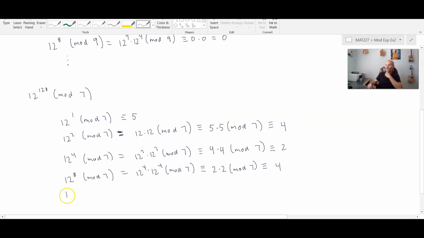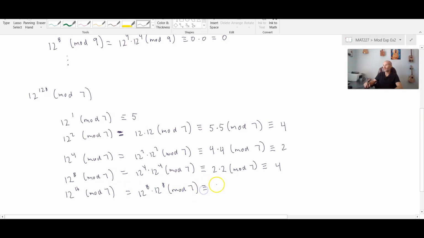Now we do 12 to the 16th mod 7. You can see this is not a super exciting process, but when a computer is going to do this modular exponentiation process, be it on a small base to the exponent value or a large one, this converges very quickly because of the fact that we're exponentially increasing our exponent. We're doubling our exponent each iteration. So this is 12 to the 8th times 12 to the 8th mod 7.